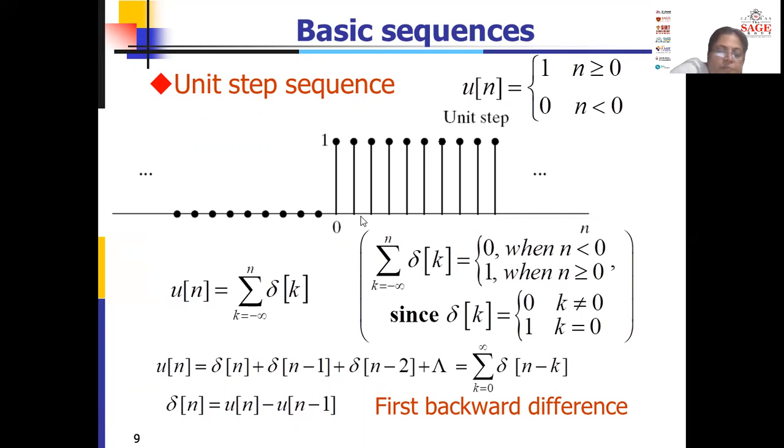Now we can also represent the unit step as the summation of shifted impulses. We know that the impulse is located at 0, so this is delta[n]. Now if we shift the impulse to 1, the impulse is shifted to 1. We can perform this operation, and when we sum all these shifted impulses, we get a unit step function.